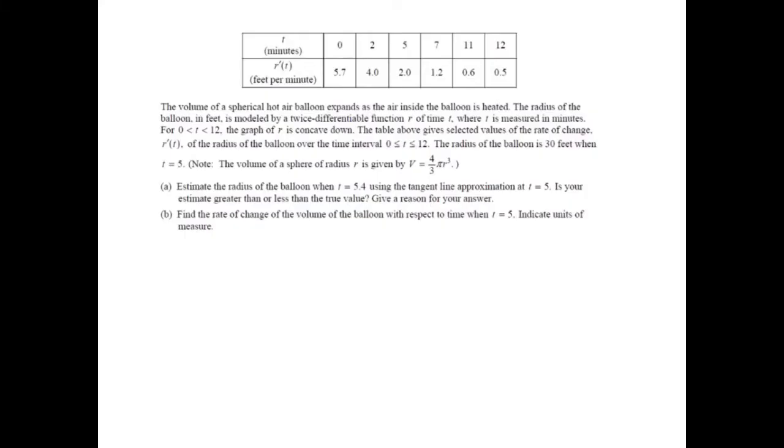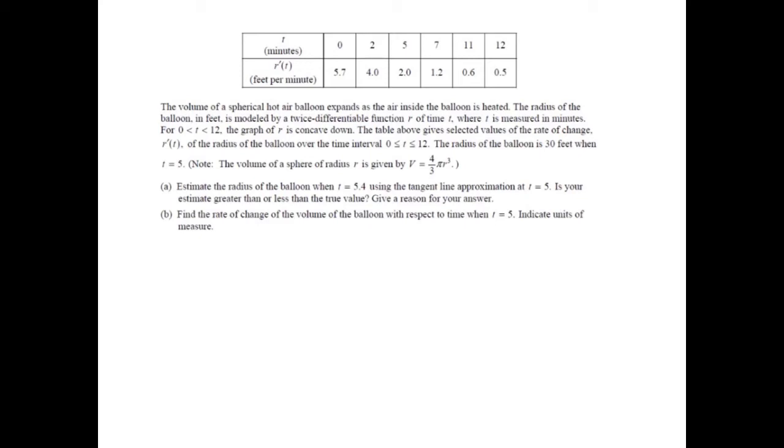Next problem. You're given a chart that measures the rate of change of the radius of a balloon, and you're given lots of information in the problem about the balloon. So part A says estimate the radius of the balloon when t is 5.4 using a tangent line approximation at t equals 5.